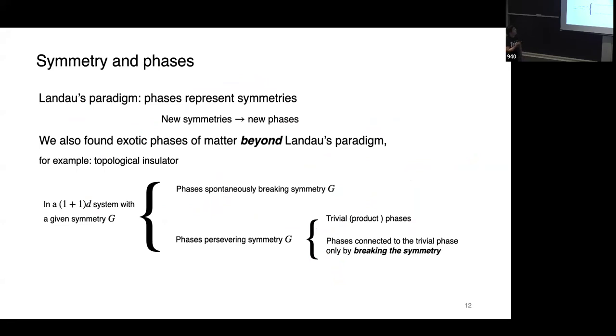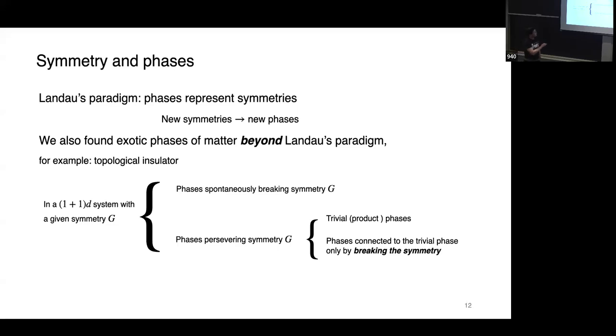So Landau tells us that phases represent symmetries. So if you have symmetries, you can have new phases. And in recent years, we also found many exotic phases of matter that are beyond Landau's descriptions, for example, the topological insulators. To show phases of matter beyond Landau's paradigm, I will give you examples in 1+1D with a given symmetry G. Landau tells us that there are phases spontaneously breaking symmetry G, or phases preserving the symmetry G.